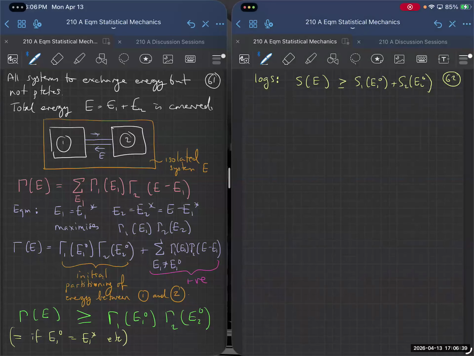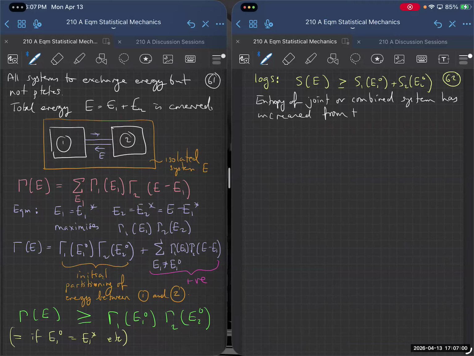So what we've learned from this is that the entropy of the joint, of the combined system, has increased from the initial entropy. Okay, so that's the statistical version of the second law of thermodynamics.